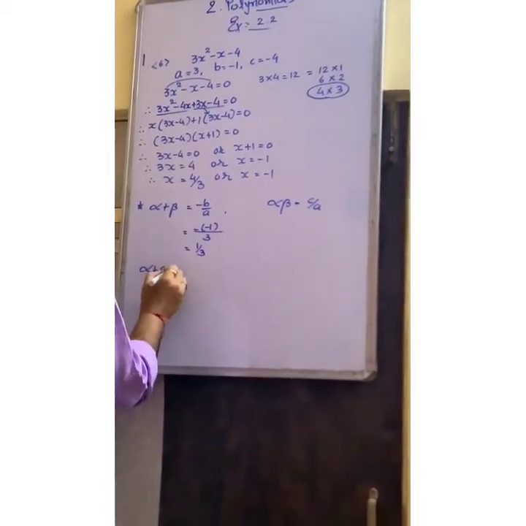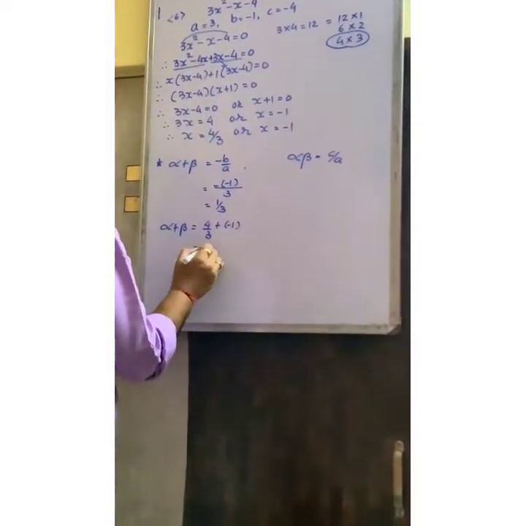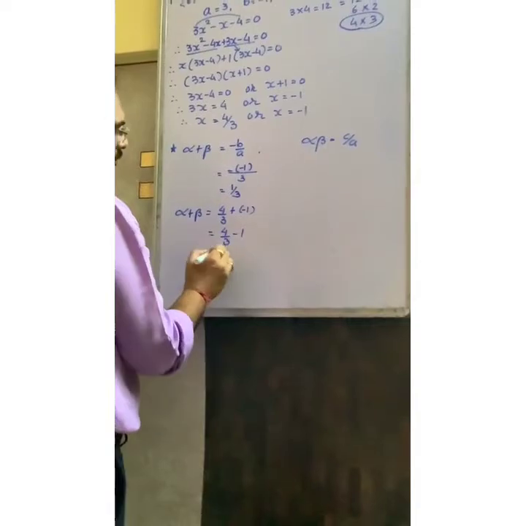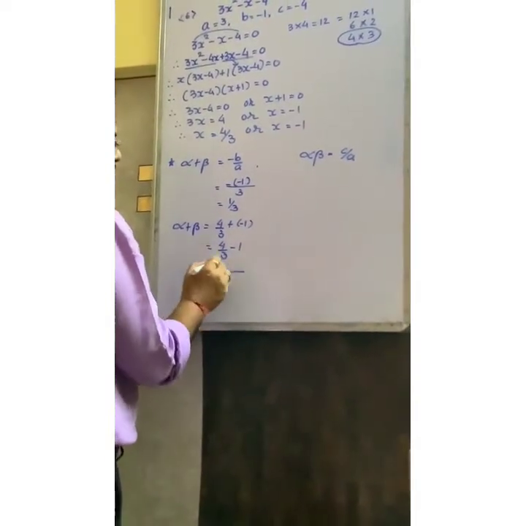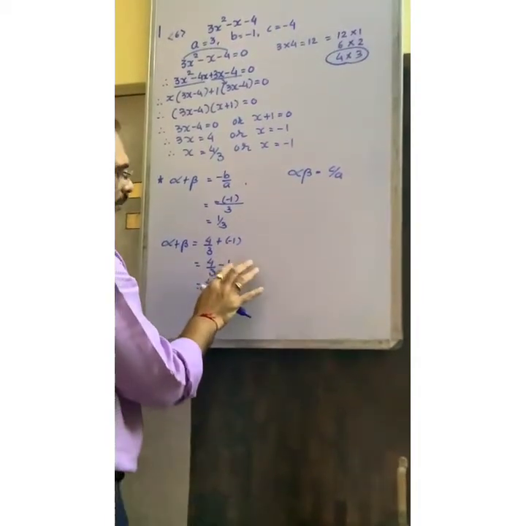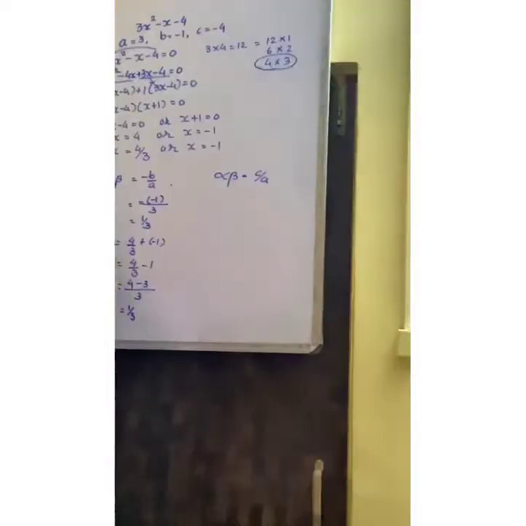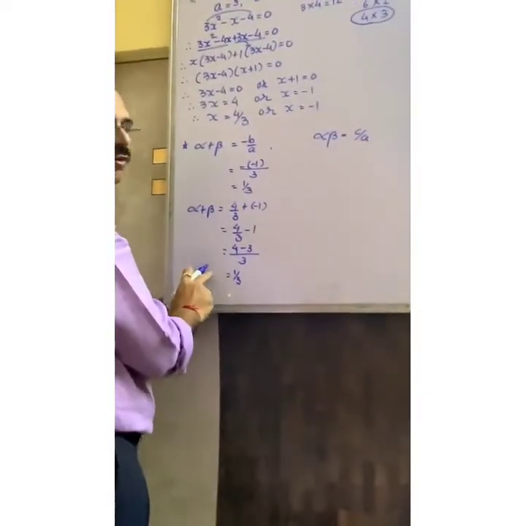According to our calculation, alpha is 4 upon 3 plus beta is minus 1. Remove the bracket. Plus minus minus 1. Take LCM 3. 4 as it is because 3 is in the denominator. Here there is no denominator. Multiplied by 3. 3 ones are 3. 4 minus 3, 1 upon 3. So both are same according to formula, according to calculation.